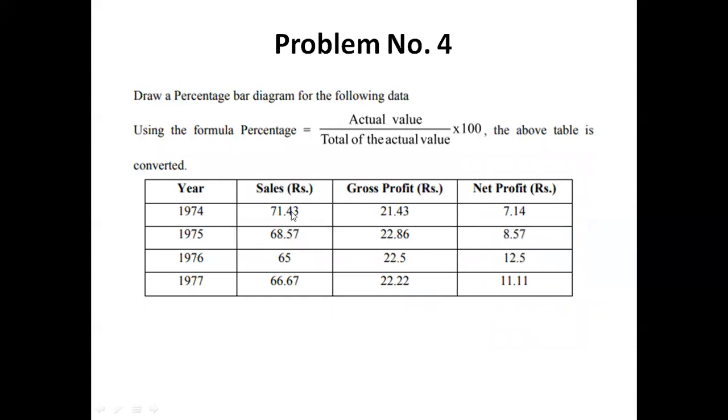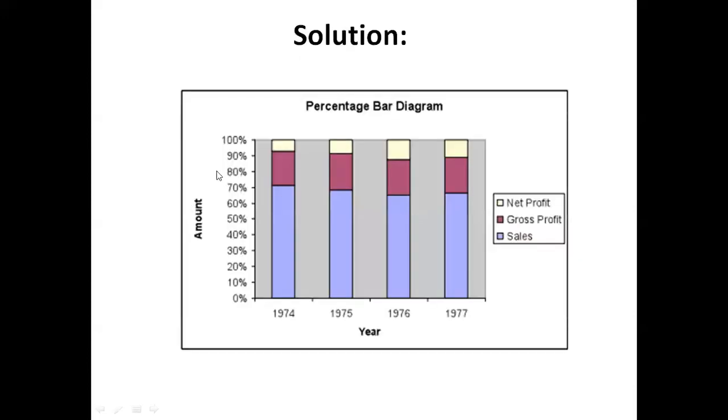Say, take the total: 71.43 plus 21.43 plus 7.14, that is equal to 100. This is also equal to 100. This is also equal to 100. So, when it is converted into percentage, the bar height will be the same. There will be no variation in the height because all are converted into percentage, that is equal to 100. Total percentage is equal to 100. Automatically both the length as well as the width are also the same. This is the case of the percentage bar diagram.